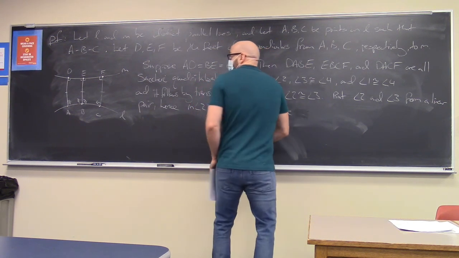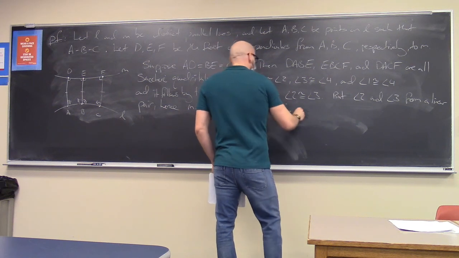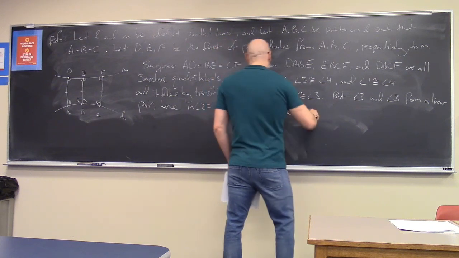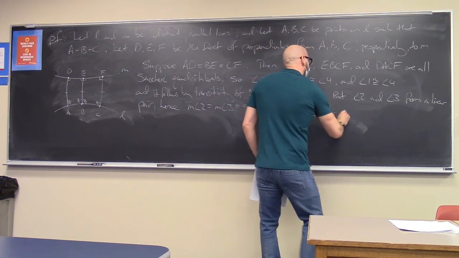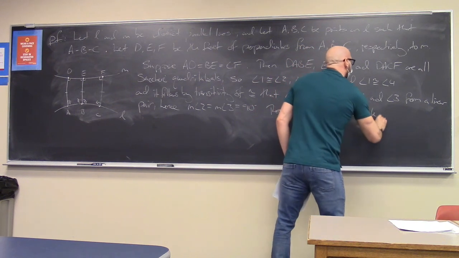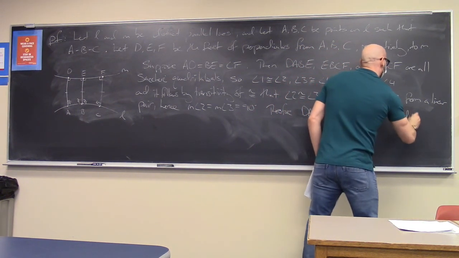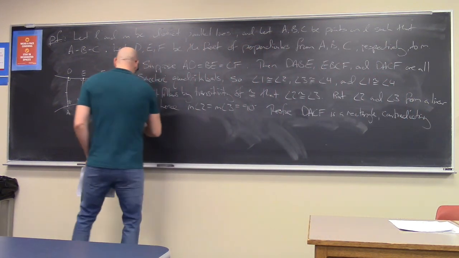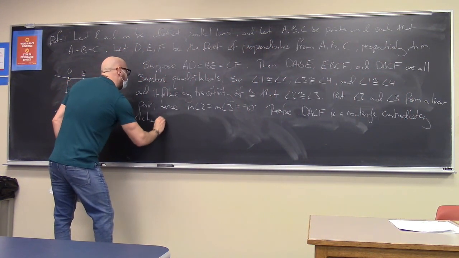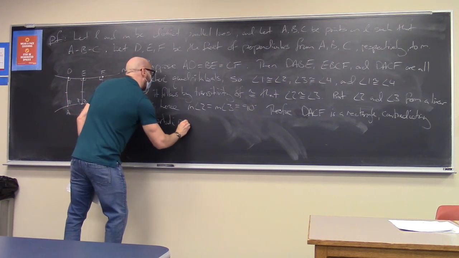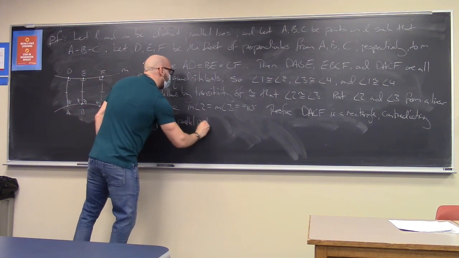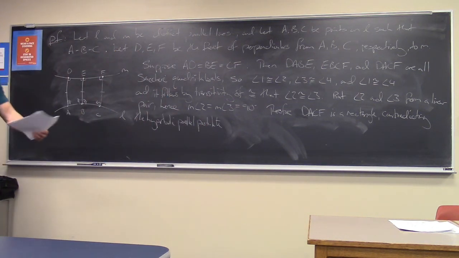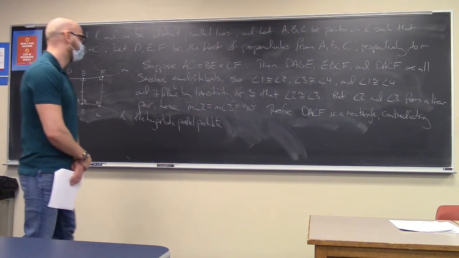Therefore, any one of these, choose your favorite rectangle in this picture, DACF is a rectangle, contradicting the hyperbolic parallel postulate. Not directly contradicting it, but contradicting a statement that we know is equivalent to it, which is that rectangles don't exist.